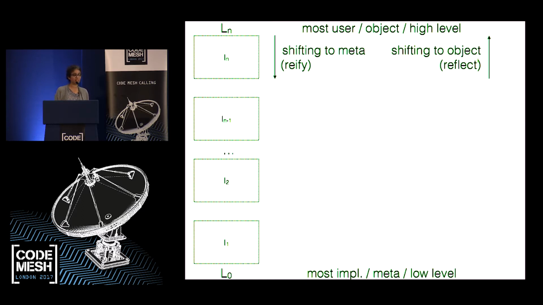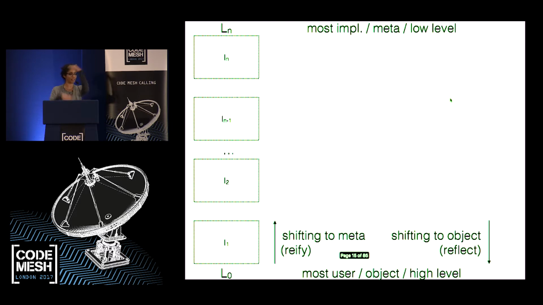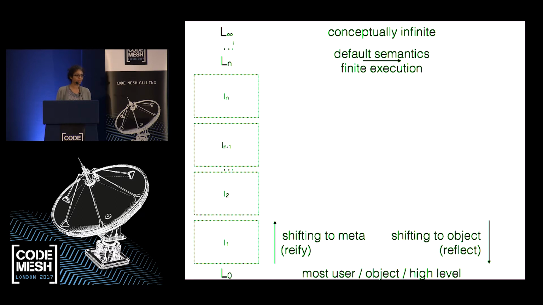Just to confuse things a bit, I'm going to completely switch this picture and flip it, so that now L0 is the most user, high level, and Ln is the most meta, low level. I'm doing this because now I want to be able to add as many levels as I want up here. So the idea now is that you can always shift up a meta level. Conceptually, there's no limit for any language you're dealing with. You can always ask, well, how is this language implemented?